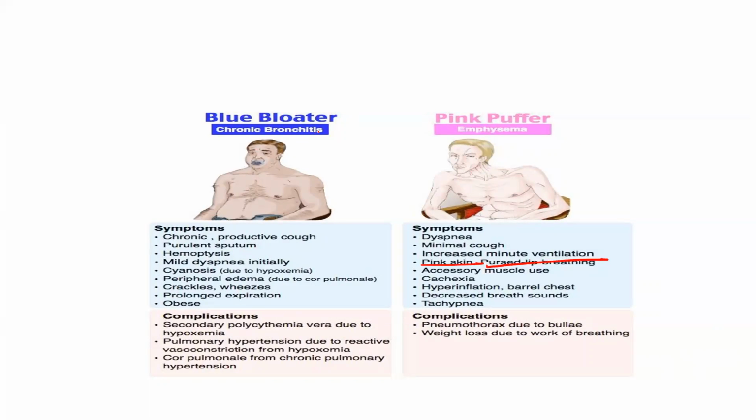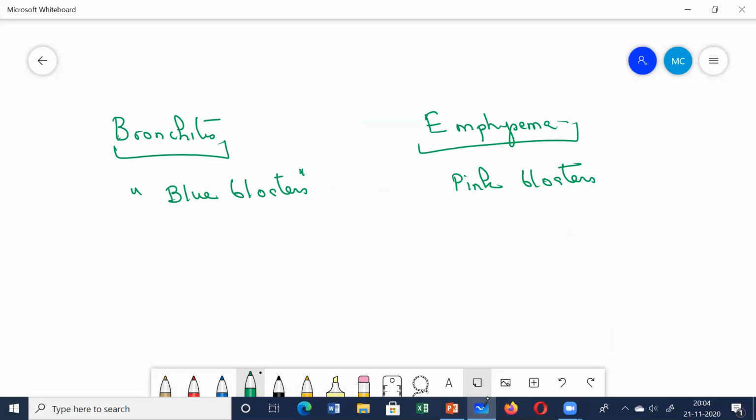So blue bloaters are chronic bronchitis patients, and pink puffers are emphysema patients, right? You need to know this thing. It's not pink bloater, it's pink puffer.